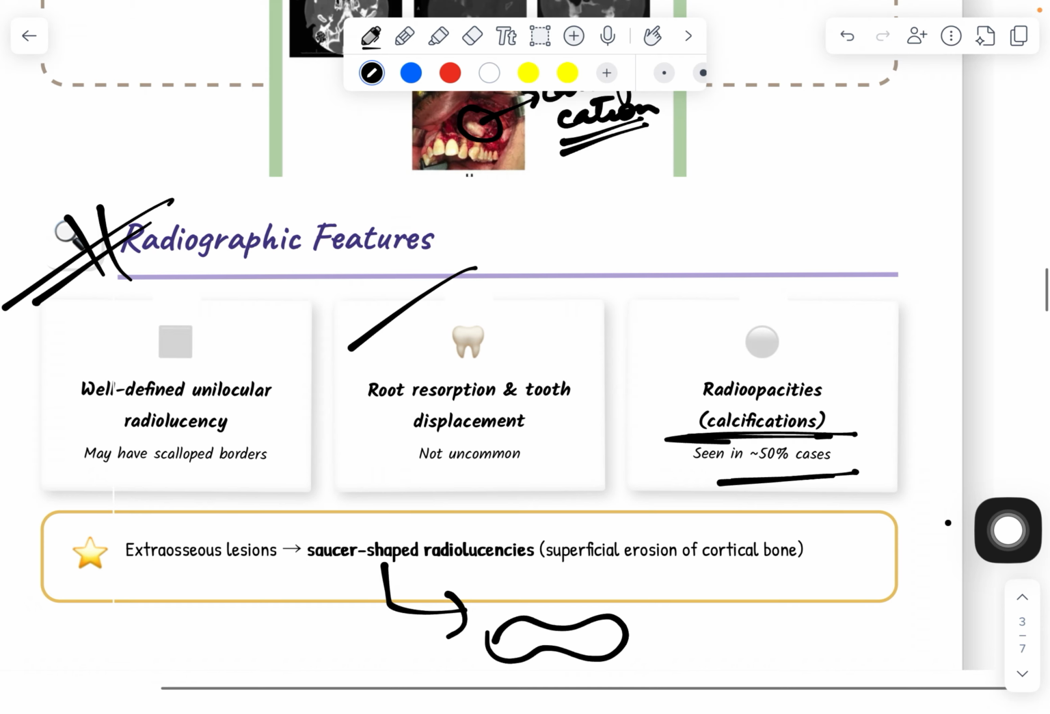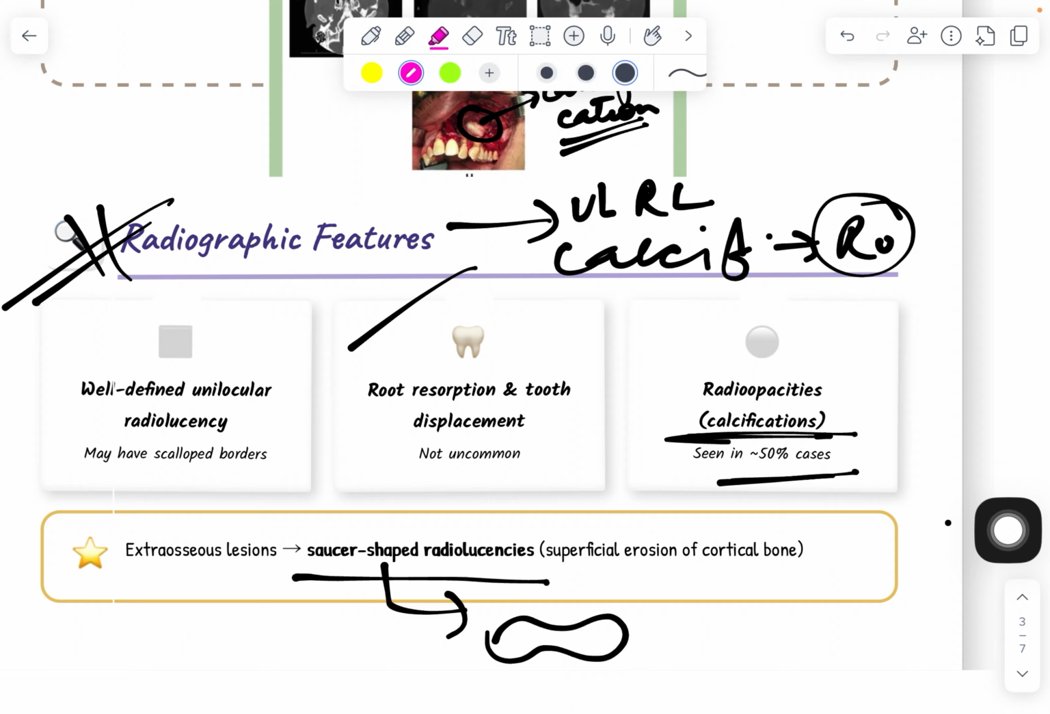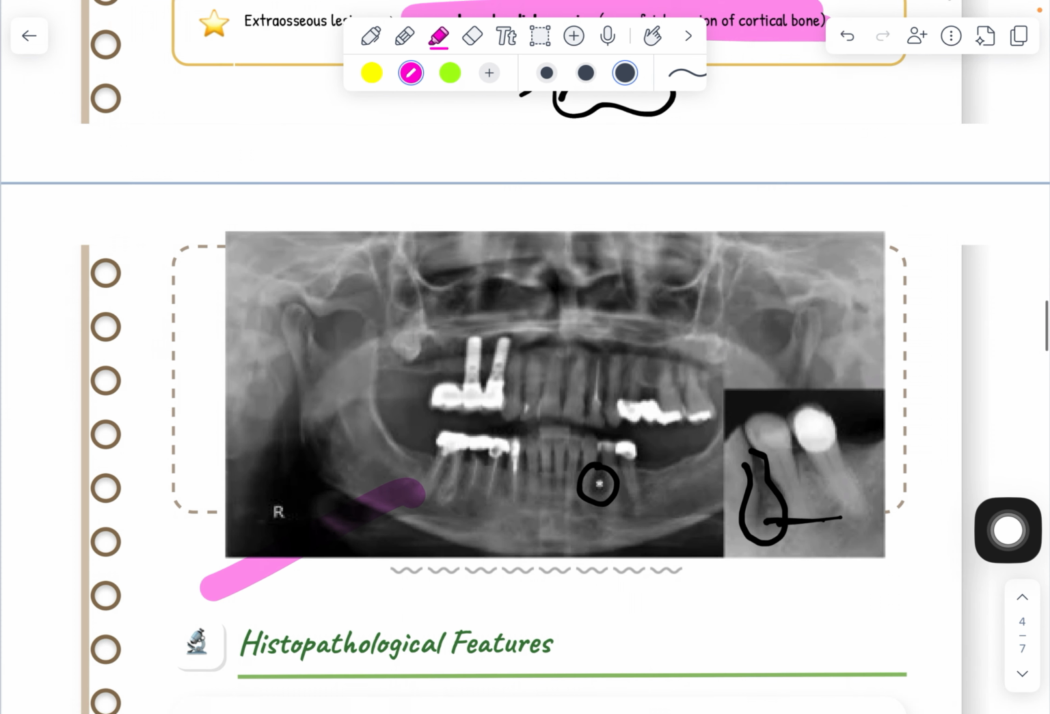So the radiographic feature will be unilocular radiolucency. Then we have calcification. If there is calcification, there will be radiopacity. You have to differentiate it. Okay, saucer-shaped radiolucency due to erosion of the cortical bone is seen. Hope the radiograph is also clear.